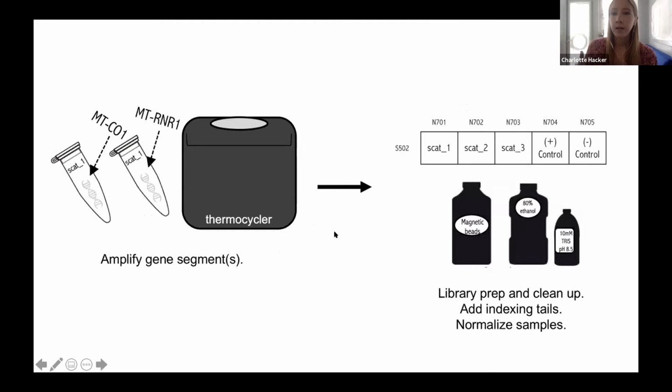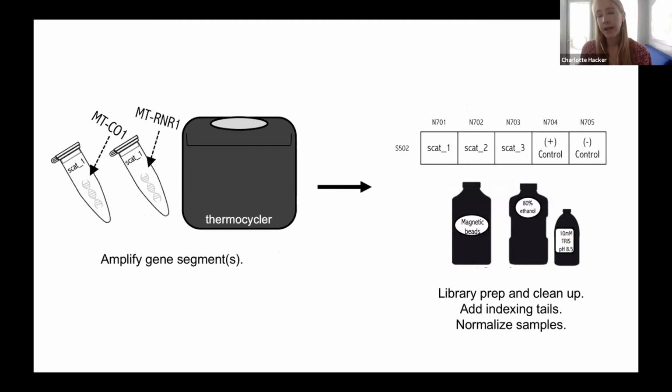And once you've decided on a marker that you want to use, you're then going to amplify it. Typically, you want to use more than one. Sometimes one will do the trick, but in my particular case, I ended up having to use two to encapsulate all of the prey species that I was interested in looking at. So you're going to use PCR to amplify those segments.